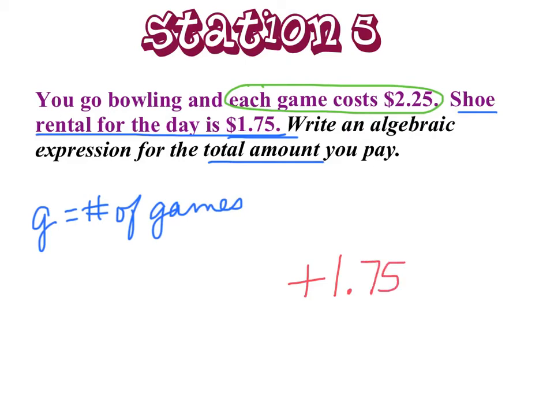And again, they're going to charge you $2.25 for each game, which is why I assigned G as our variable to the number of games. And it's going to be $2.25, 2.25 times the number of games. And then I'm going to add on the $1.75 for the shoes.